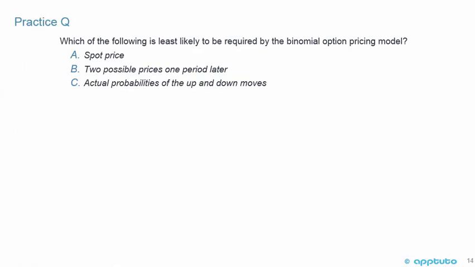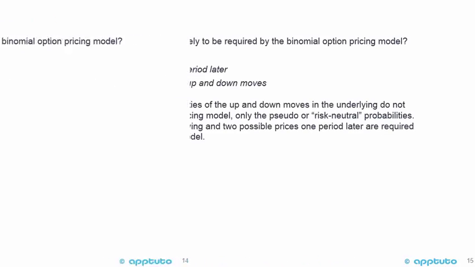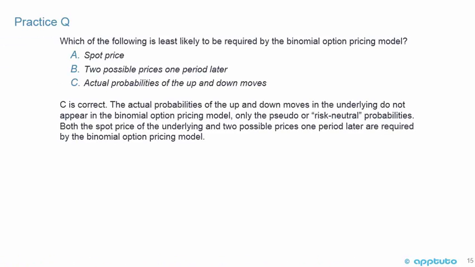And one last practice question just to finish this LOS. Which of the following is least likely to be required by the binomial option pricing model? A, spot price, B, 2 possible prices 1 period later, or C, actual probabilities of the up and down moves? I think that's a fairly easy one. We start with the spot price because we multiply the spot price times the up factor and the down factor. And we need the 2 possible prices 1 period later. That's the whole point of the binomial model.